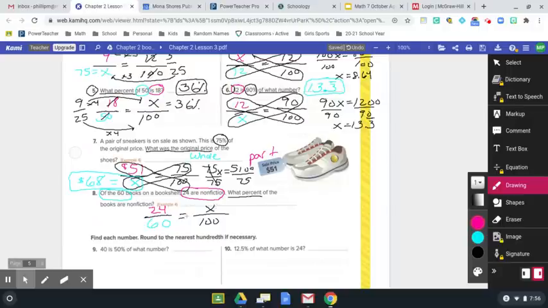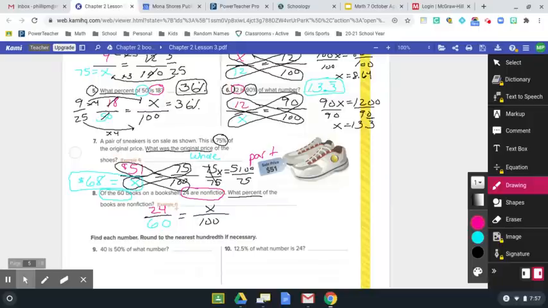Now, I want you to think about this for a minute. 24 out of 60. That's not necessarily half of 60, but that's pretty darn close. 30 is half of 60. And if you had 30 out of 60 books that were nonfiction, that would mean half or 50% of the books are nonfiction. You're just under 30. You're at 24 out of 60, which means when we calculate this, our percent is going to be just under 50%.